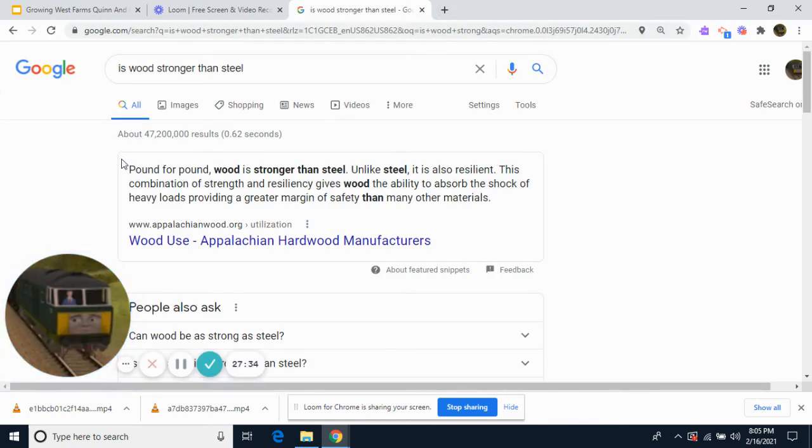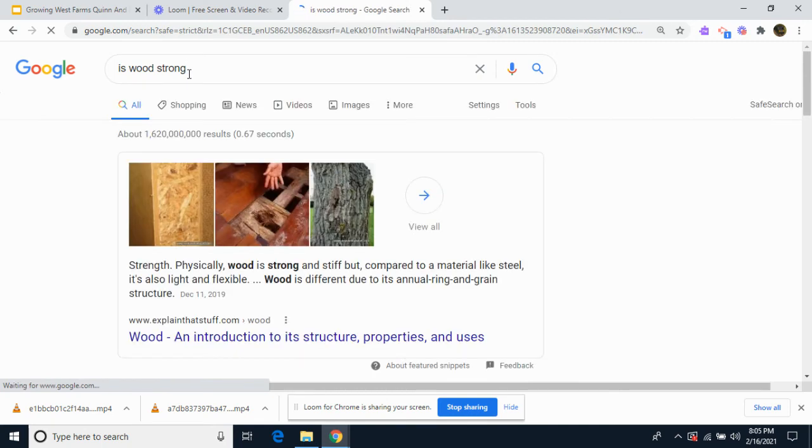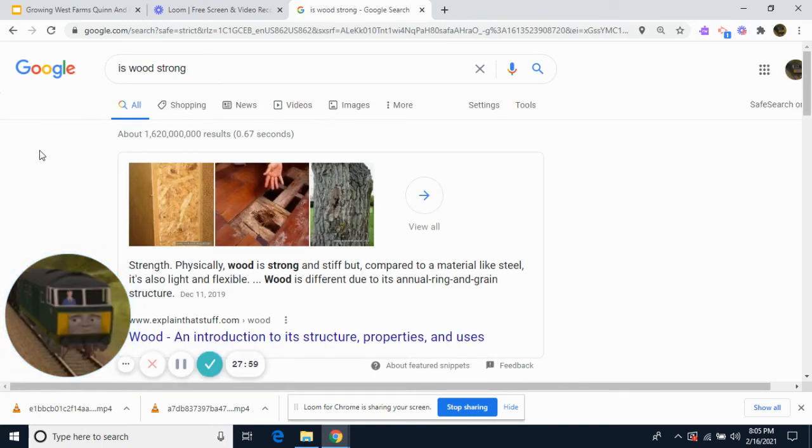Pound for pound, wood is stronger than steel. Unlike steel, it is also resilient. This combination of strength and resiliency gives wood the ability to absorb the shock of heavy loads, providing a greater margin of safety than many other materials. Is wood strong? Physically, wood is strong and stiff, but compared to a material like steel, it's also light and flexible. Wood is different due to its annual ring and grain structure.